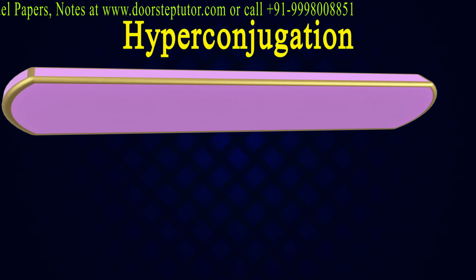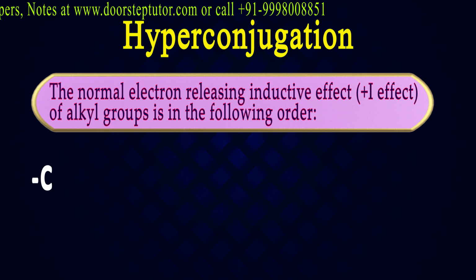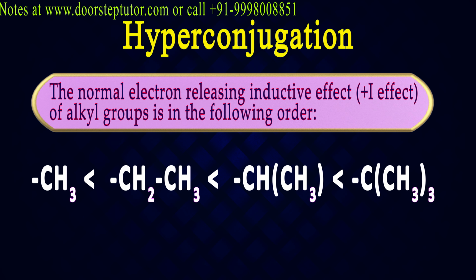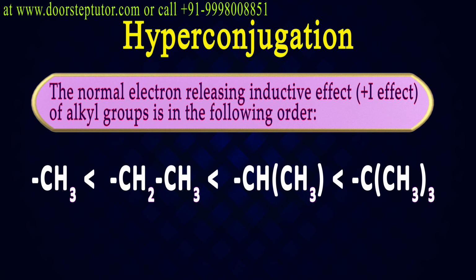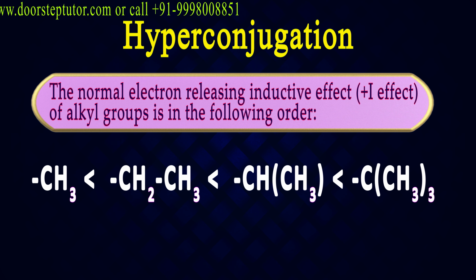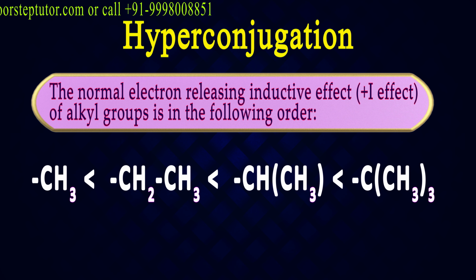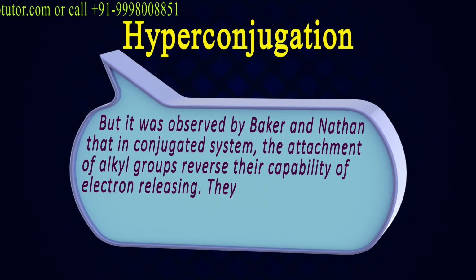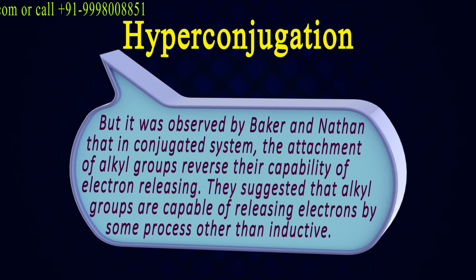Here I have shown you the order of alkyl groups showing the normal I effect, or we can say the normal electron releasing inductive effect, that is the plus I effect. But in this normal order, Baker and Nathan, who are the scientists, observed something else. They said that in a conjugated system, the attachment of alkyl groups reversed their capability of electron releasing.